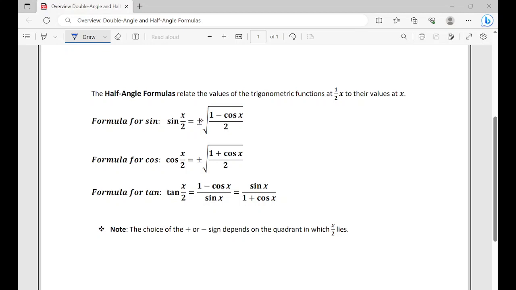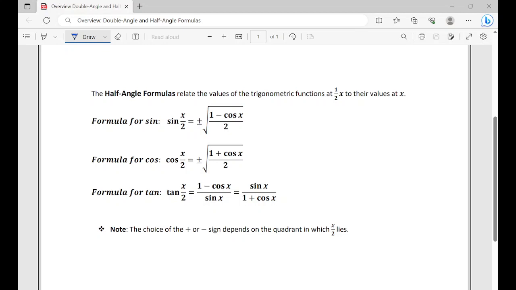Now you'll notice for sine and cosine we have plus or minus. The choice of plus or minus sign depends on the quadrant in which x over 2 lies. If x over 2 lies in a quadrant where the function should be negative, then you should use the minus instead of the plus. If it's in a quadrant that should be positive, you should use the plus instead of the minus.